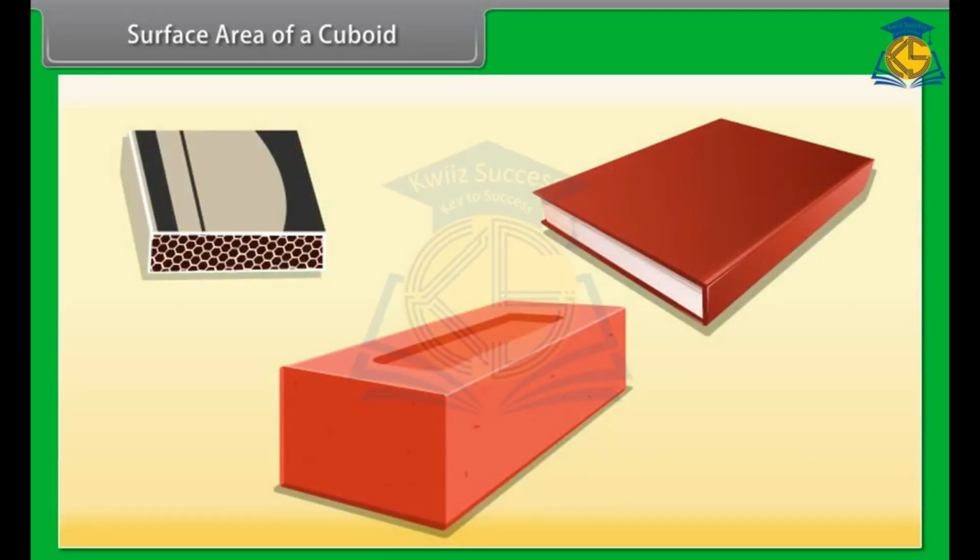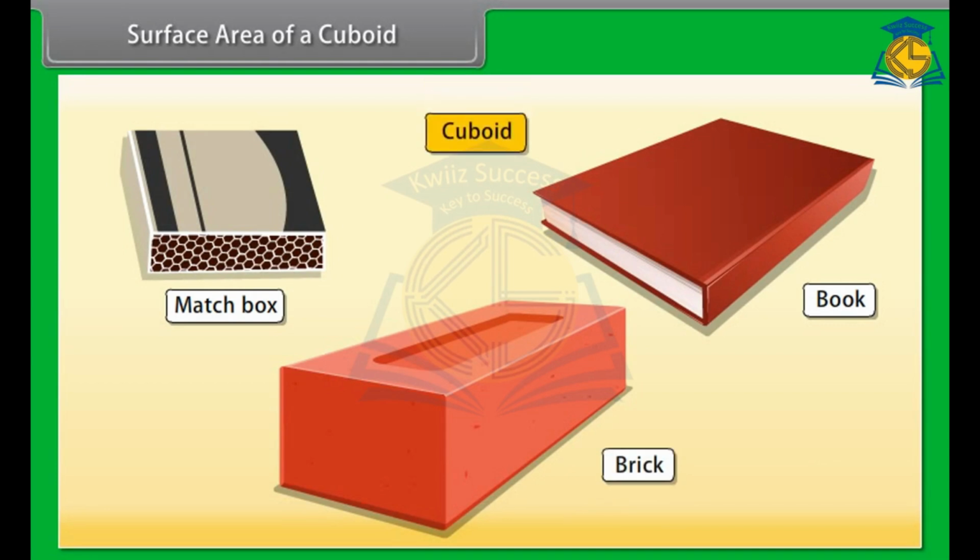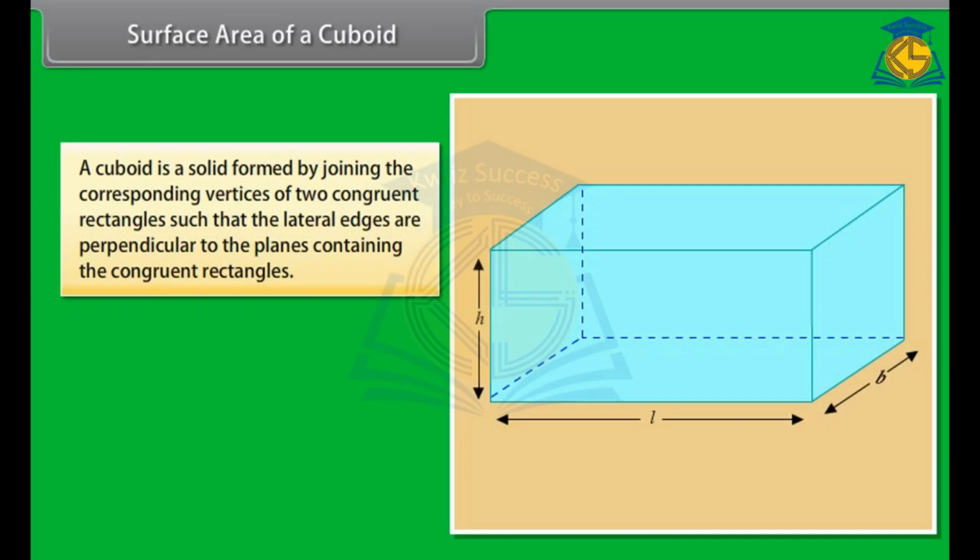Students, look at these things. A book, a matchbox, a brick. All these are examples of a cuboid. A cuboid is a solid formed by joining the corresponding vertices of two congruent rectangles such that the lateral edges are perpendicular to the planes containing the congruent rectangles.